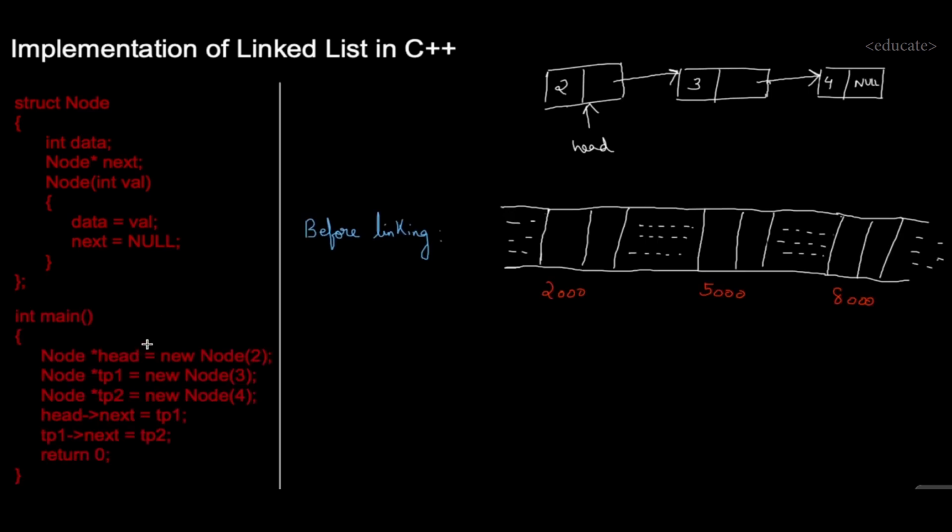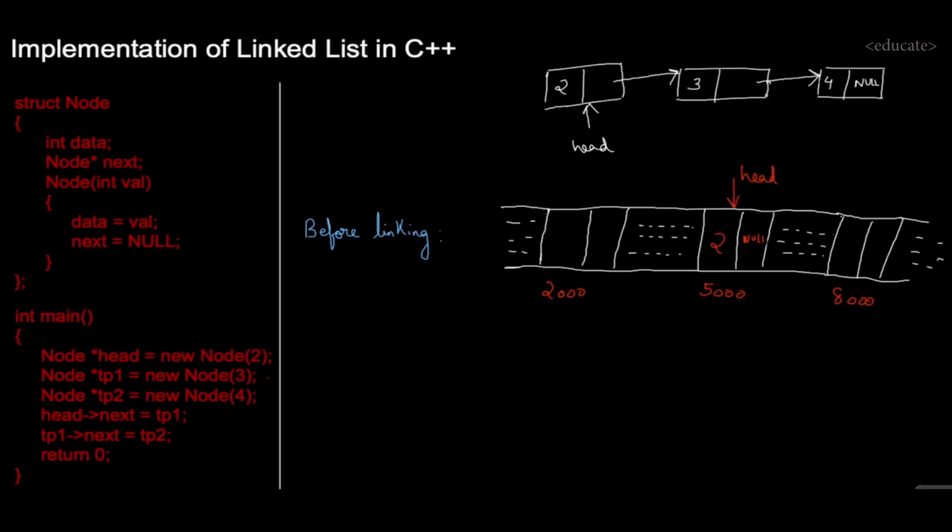Now we have the main function in which we create the head node first and we put the data 2 into it. So when we create the head node, it creates a node in memory and you get the address of this node in your head pointer. So let's see how it looks. So here memory is allocated and the address is stored at head node.